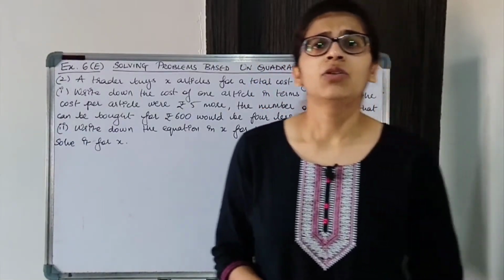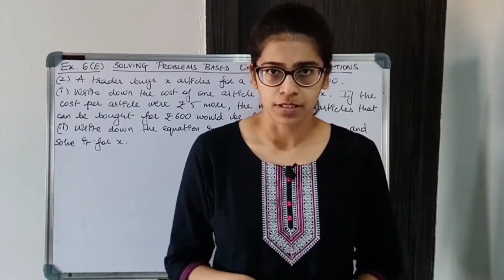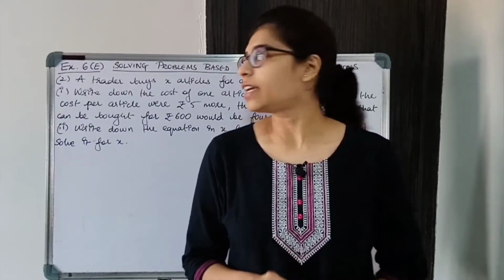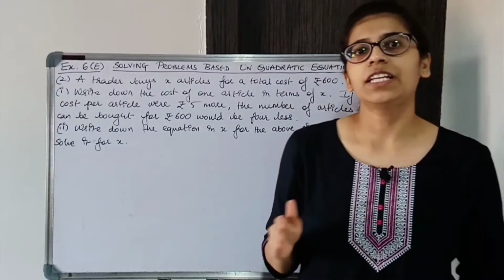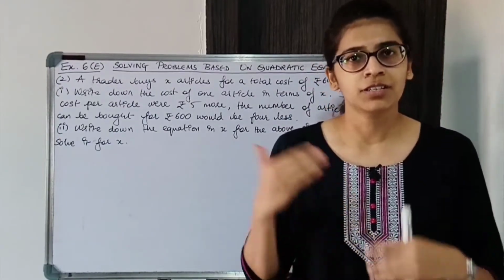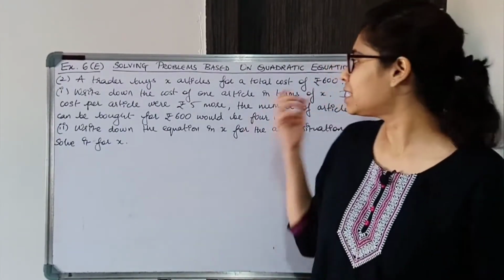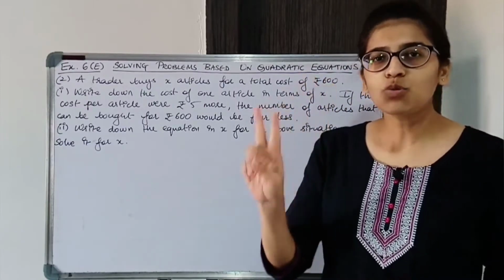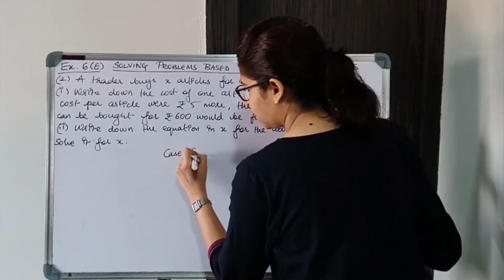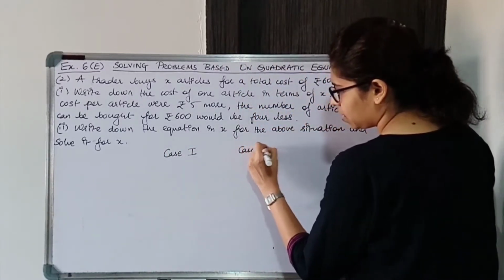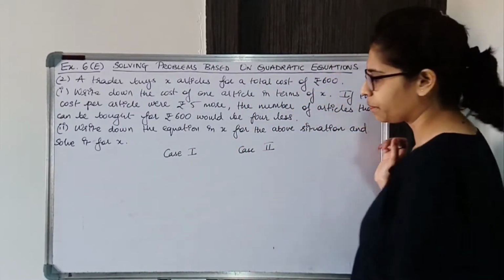Now, over here there are two cases given to us. One is when the trader buys X articles for 600 and other is when he buys less articles and the costing is more. For same price 600. So basically there are two cases over here. We'll consider case 1 and case 2. ठीक है?